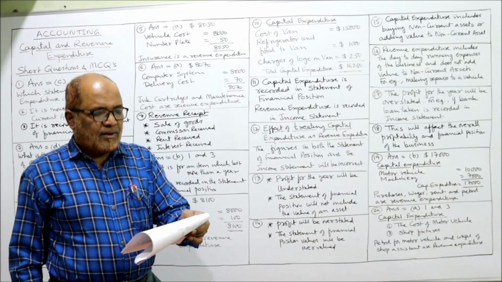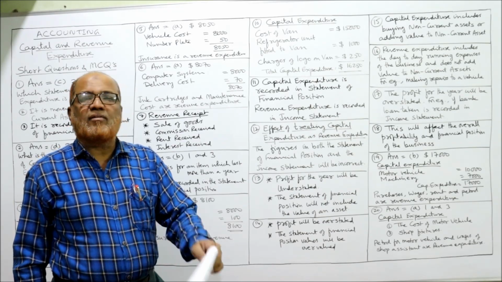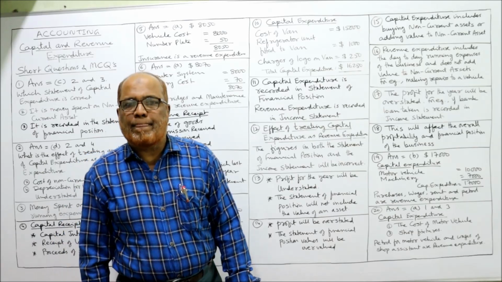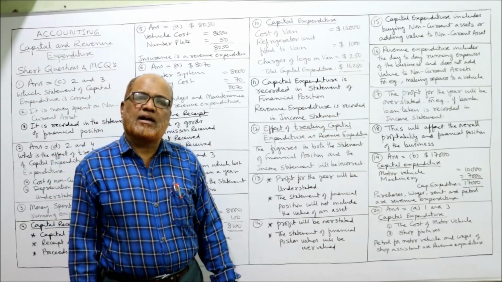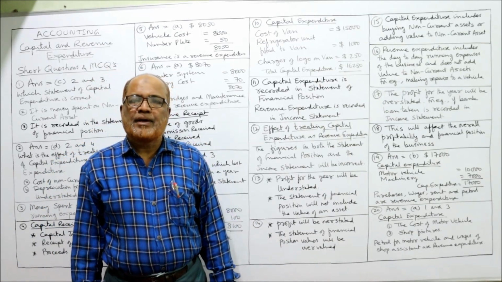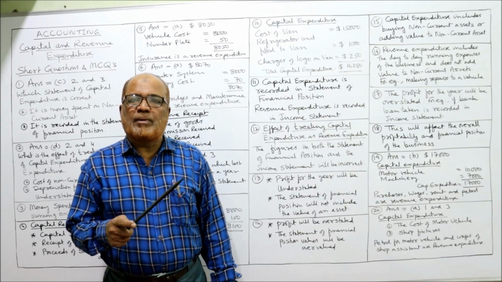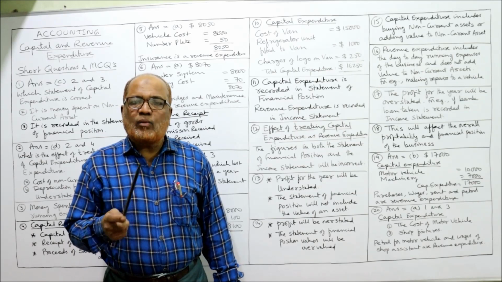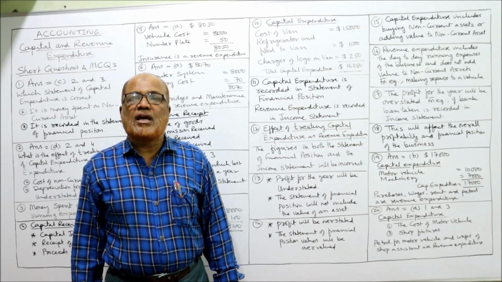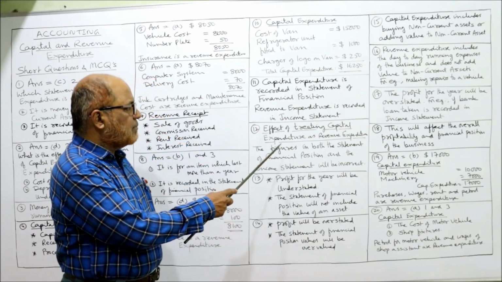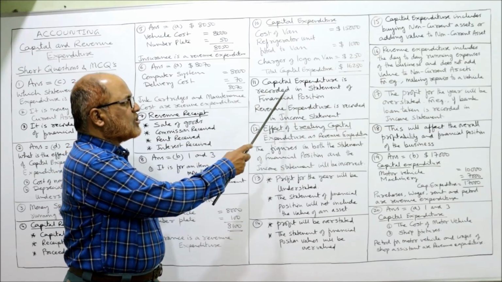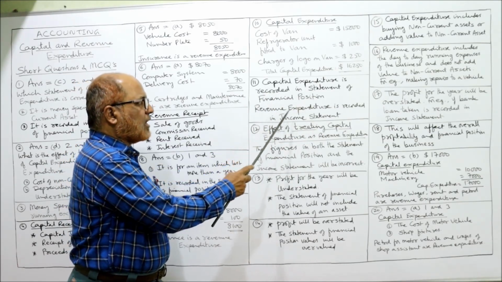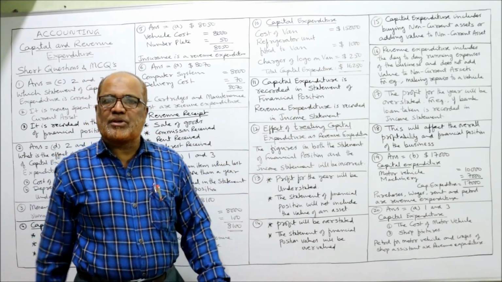Next, 11th. Where should the capital expenditure and revenue expenditure be recorded? All these points I have explained in the theory. The capital expenditure will be recorded in the statement of financial position. The revenue expenditure will be recorded in the income statement. Same thing. Capital expenditure is recorded in the statement of financial position. The revenue expenditure is recorded in the income statement.